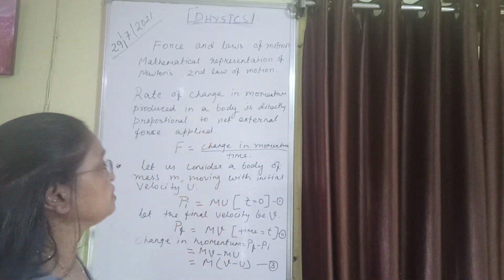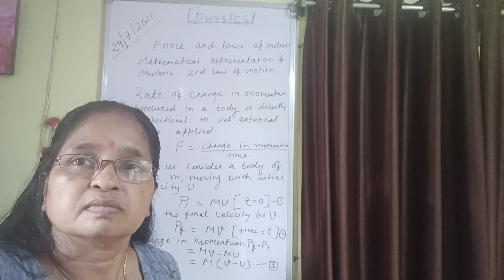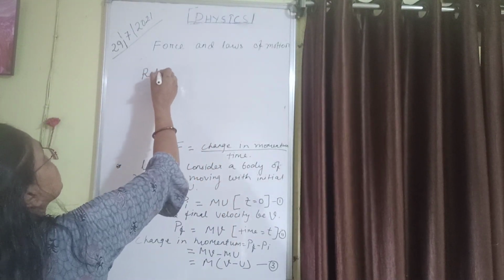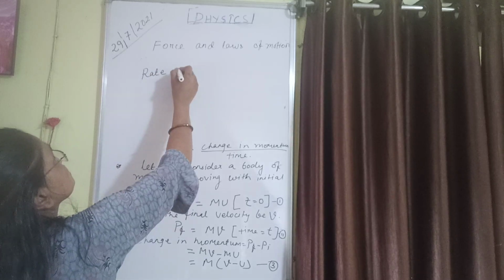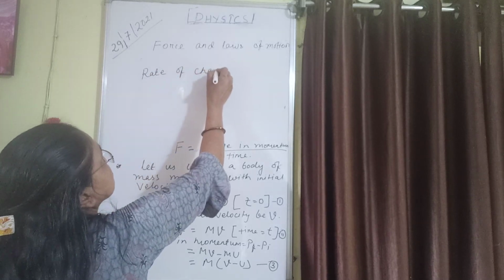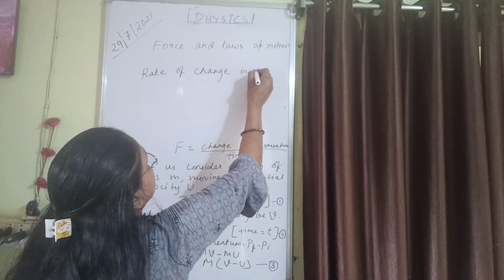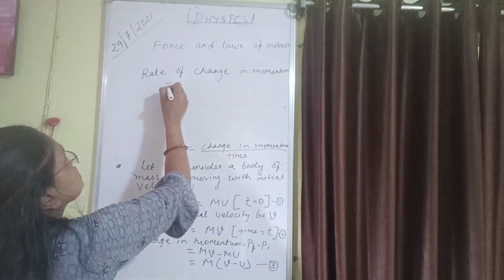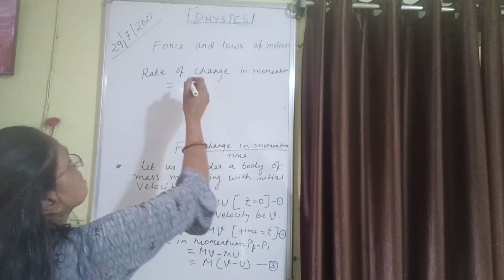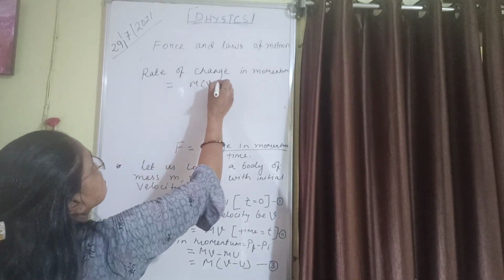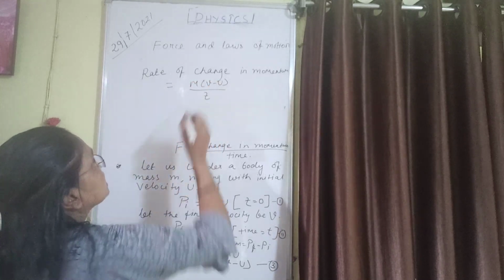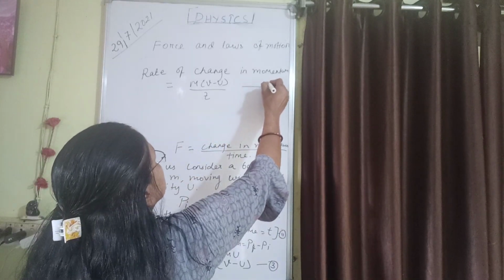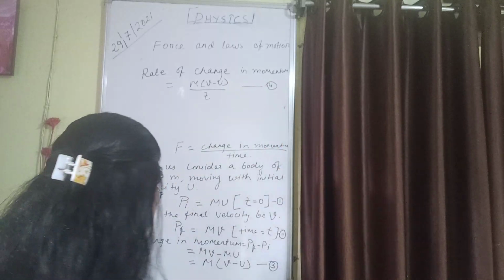Now I am writing above and showing you. Just now I told you that rate means divided by time. So the rate of change in momentum is equal to m(v minus u) by t. That is the rate of change of momentum. So this is our equation number 4.